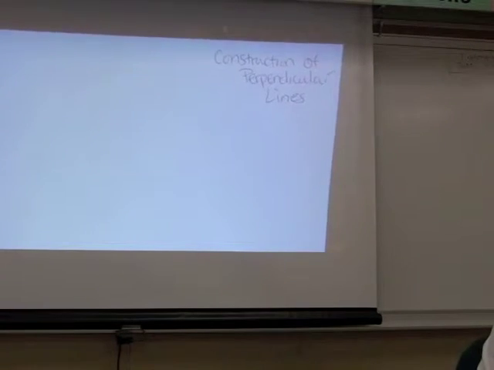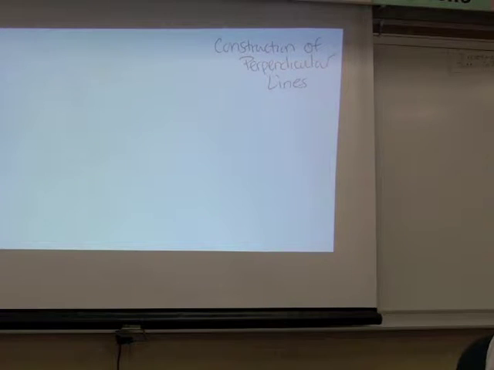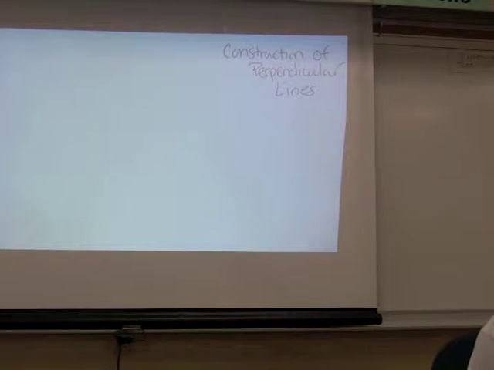We're going to do construction of perpendicular lines. And to do perpendicular lines, there are several different constructions that you can do. We need to be able to do it with a point that is on the line, one where the point is not on the line, and then we also want to bisect to create perpendicular lines. So we're going to do three different constructions with perpendicular lines.